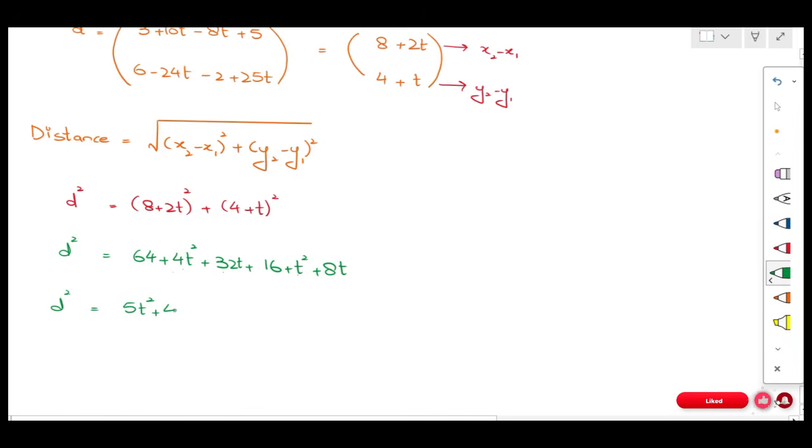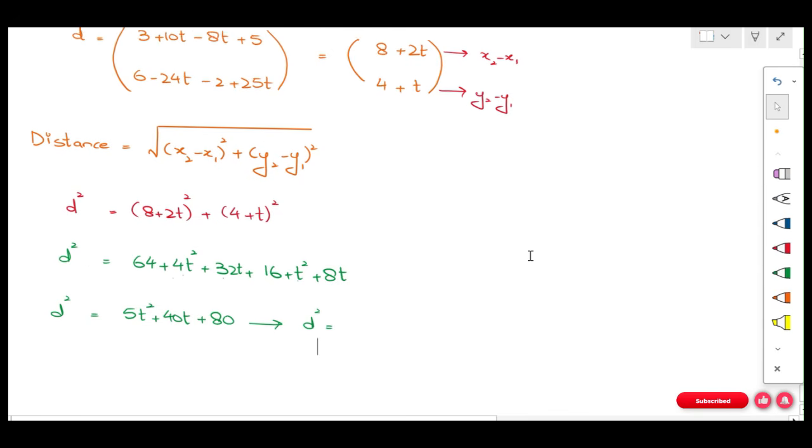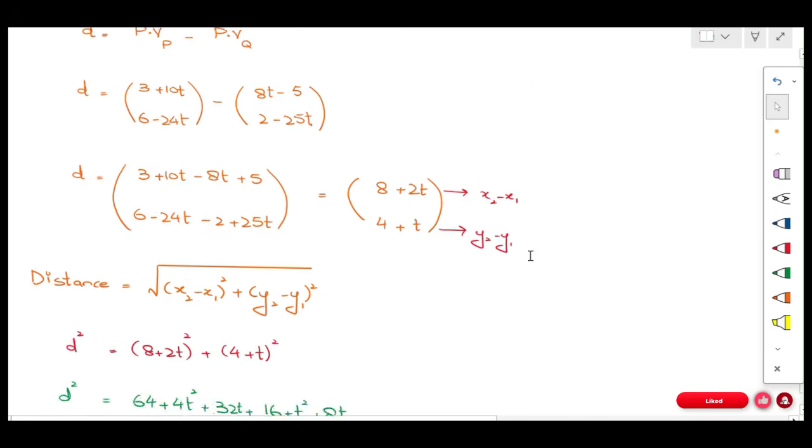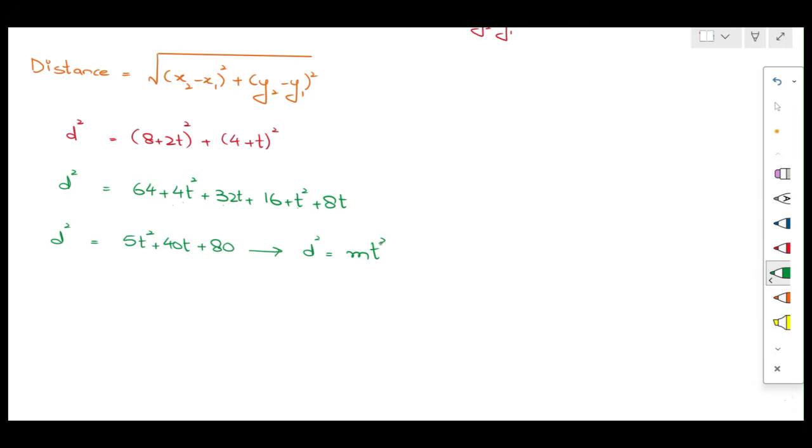32 plus 8 is 40t, and the constants are 64 and 16. When you add 64 with 16, you get 80. So this is your d squared equals mt squared plus nt plus r, where m is 5, n is 40, r is 80, and they are integers. So this is the final answer.